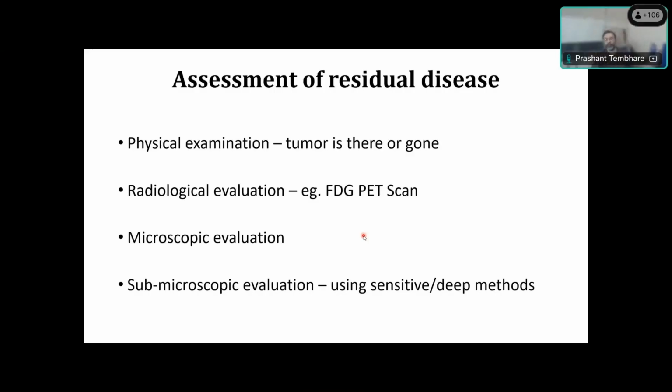Then microscopic evaluation. We know the number of blasts on morphology. When there were 70% blasts, if they become 30% or 10%, we know the blasts are still there, or the blasts are reduced to less than 5%.